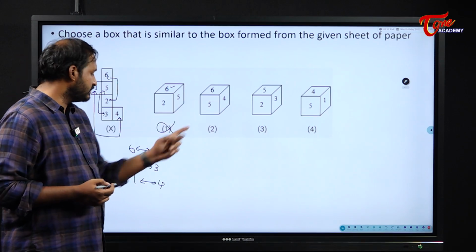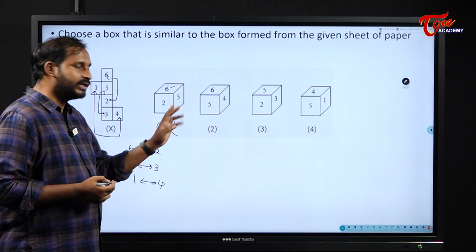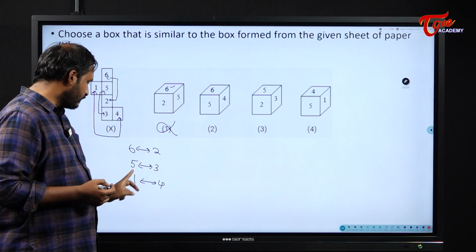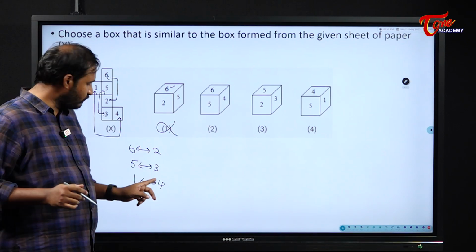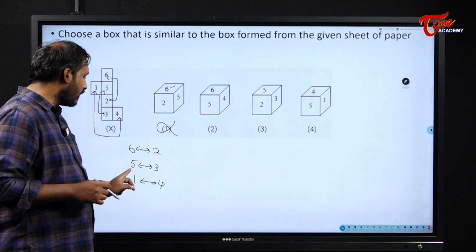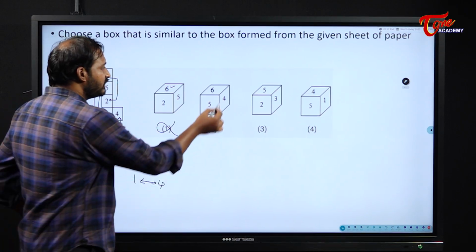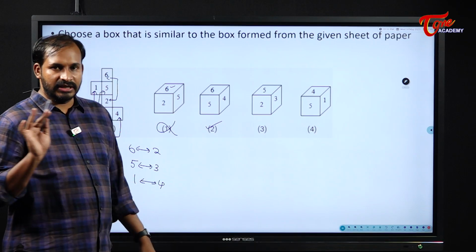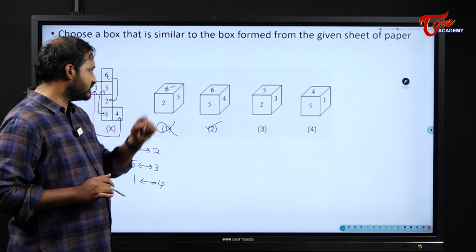Okay, next. 6, yes, 6 opposite is 2. It is not mentioned. Okay. Next, 4. Opposite to 4 I have 1. There is no 1 in this. Next, 5. Opposite to 5 I have 3. Here all the 3 faces are independent. So yes, there is a chance. Next, see the next one.